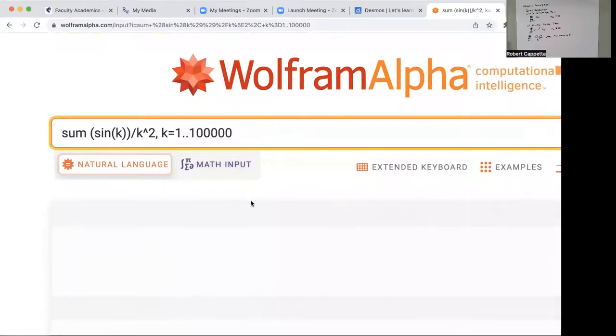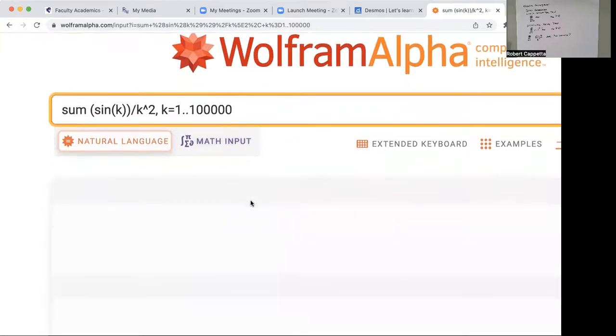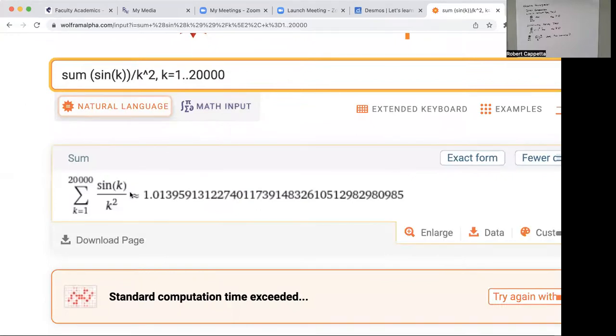It's certainly taking a while to compute it. And maybe we have gone beyond Wolfram Alpha's abilities. So indeed, 100,000 was too much for Wolfram Alpha, but I went to 20,000, and again, we have about 1.01395. So it appears as if this thing is converging. But how can we prove that? None of our tests work.